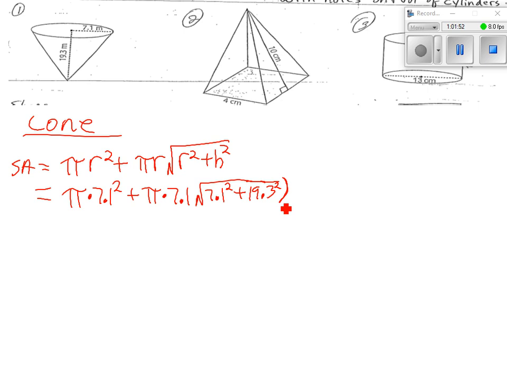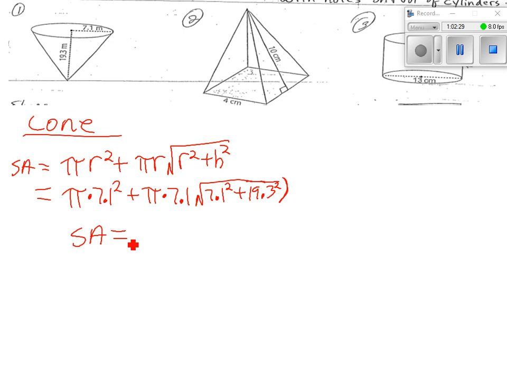Once we have that answer, now you just hit times 7.1 times pi, hit equals. All right, everybody with me to that point? Plus 7.1 squared times pi, hit equals. Hey, but I got that answer before.